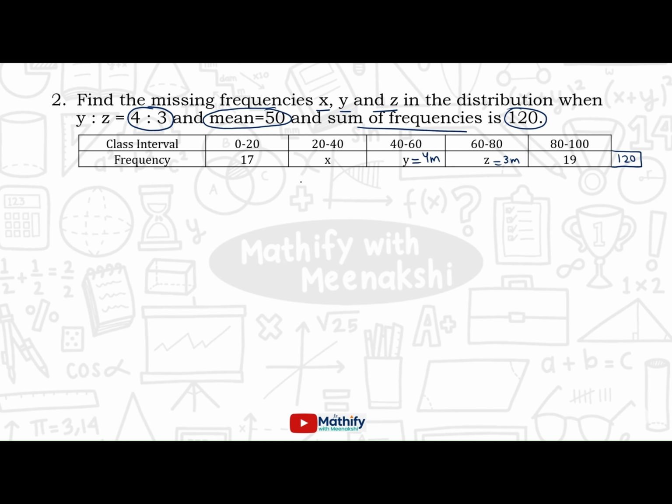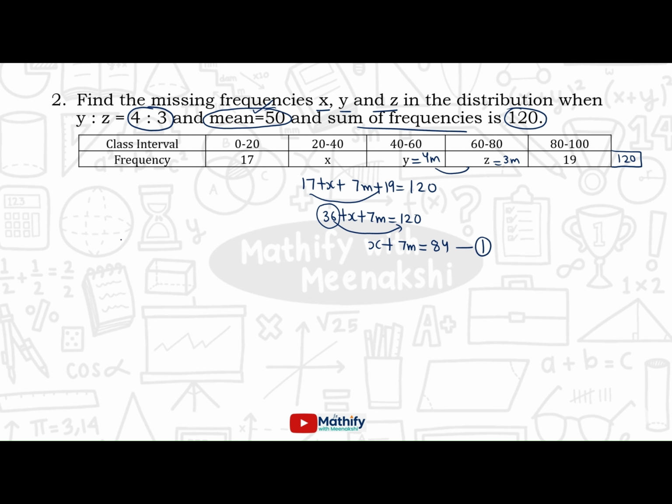So let's take the sum. 17 plus X, 4M plus 3M is 7M, plus 19 is equal to 120. Now 17 plus 19, that is 36, plus x plus 7m is equal to 120. Just move this 36 to that side. It becomes x plus 7m is equal to, you can say, 84. This is your first equation.